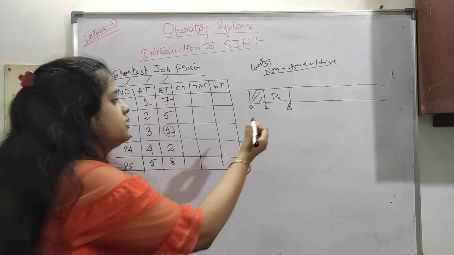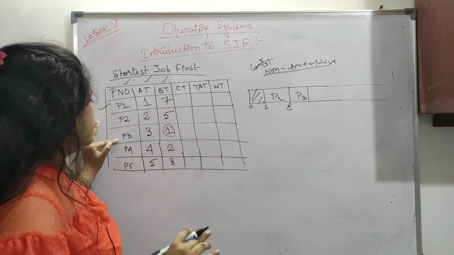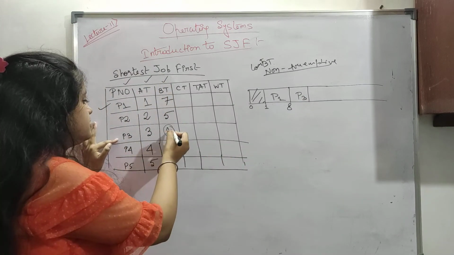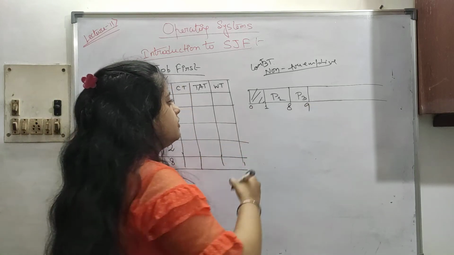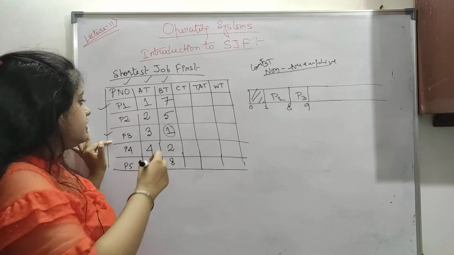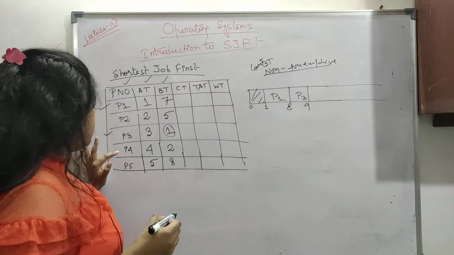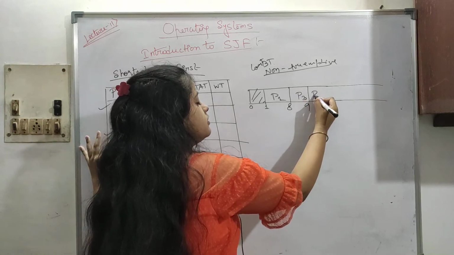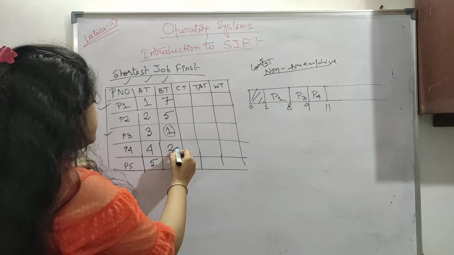So P3, and since it is non-preemptive, it will get its whole time, and it's just one burst time. So 8 plus 1 is 9. P3 is done. Next is 5 to 8, so 2 is the lowest, which is P4. 9 plus 2 is 11. So P4 is also done.